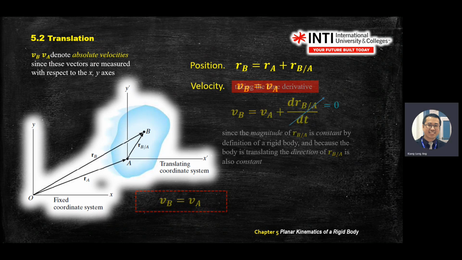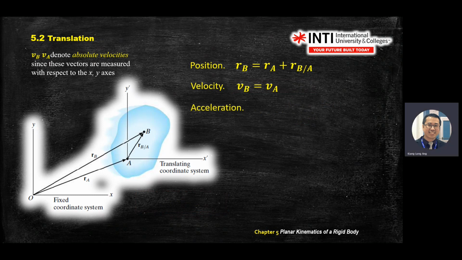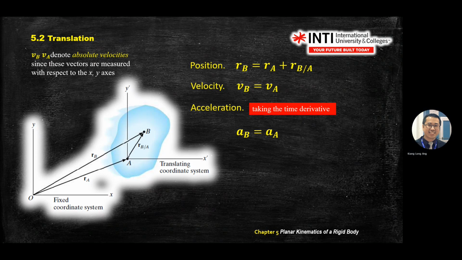Okay, so acceleration is still the same. You take the time derivative of your velocity. It becomes a B and a A. Okay. So still the same. We will take the same pace as chapter 1. We'll look at what is position, what is velocity, what is acceleration. Okay.